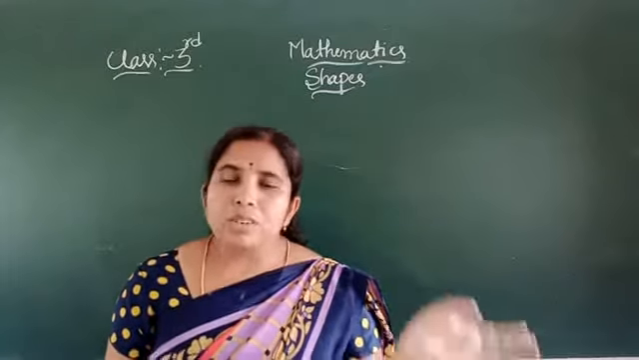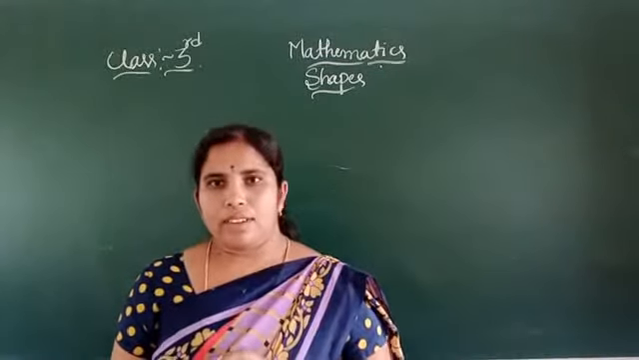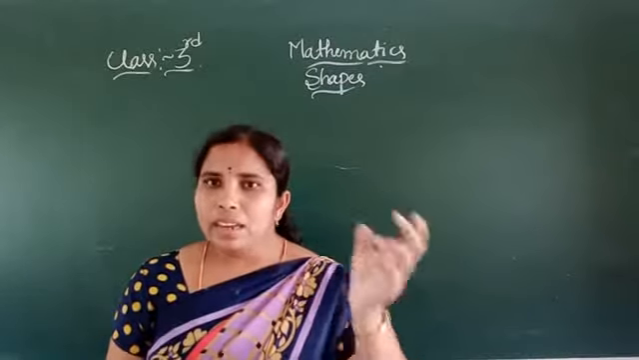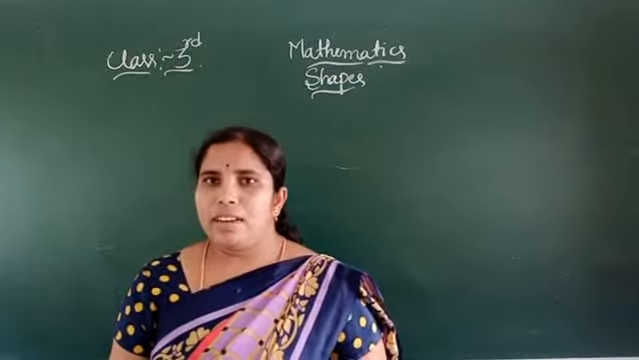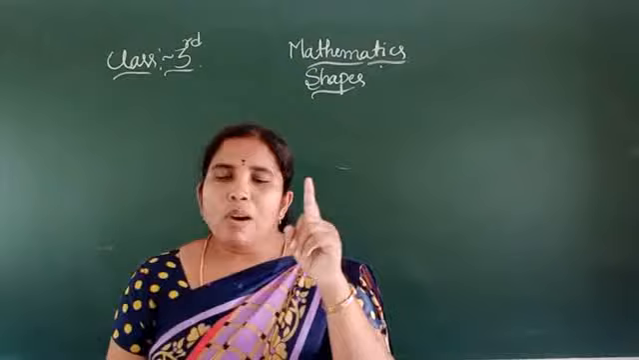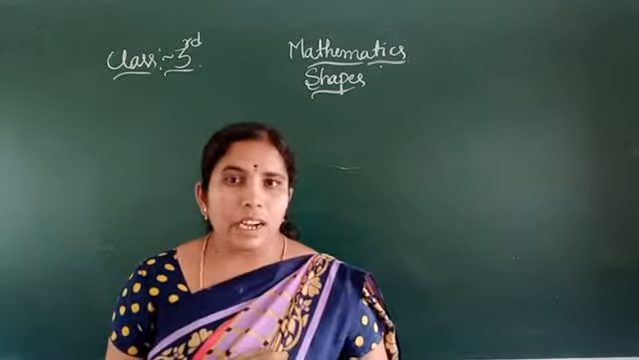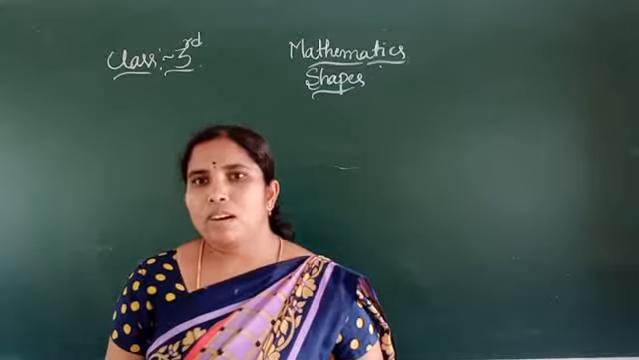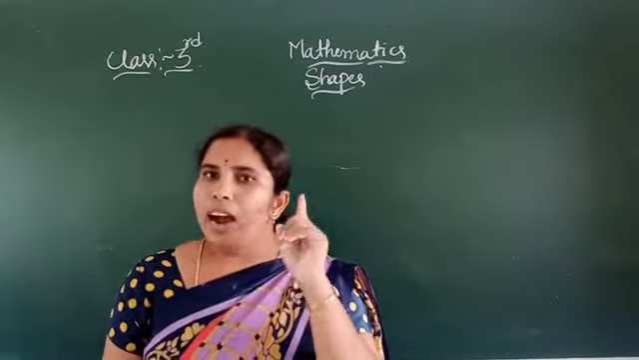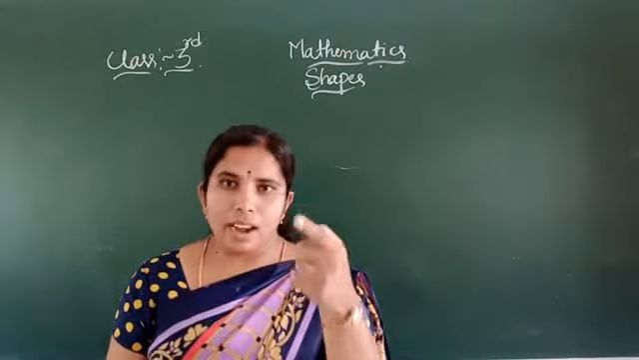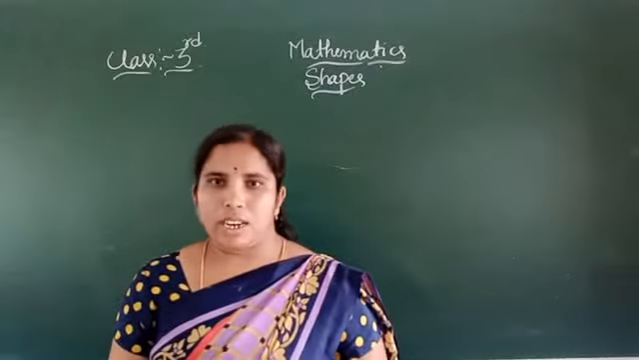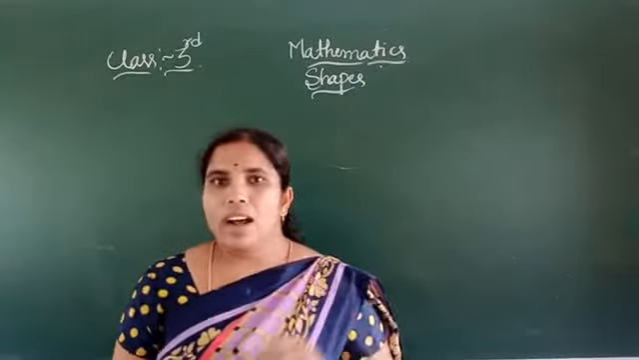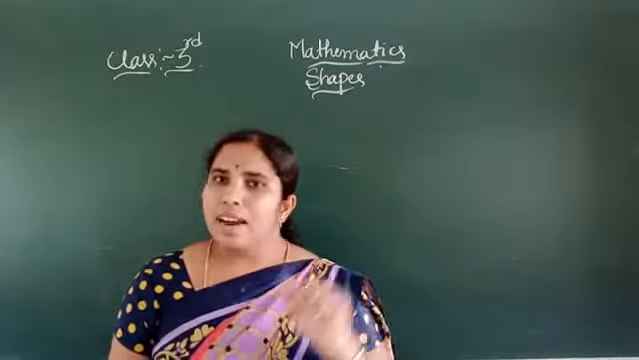Then the third one, ray. It is also a part of a line. It can be extended endlessly in only one direction. That means it has only one end point. Do you understand, students? These are all what I explained in the previous class.